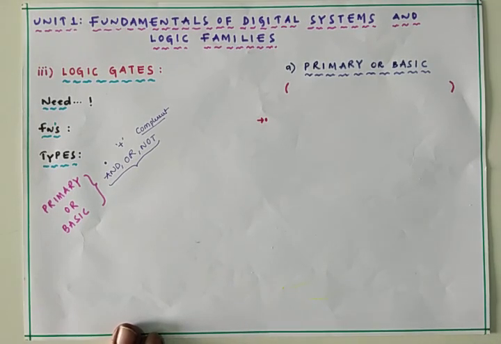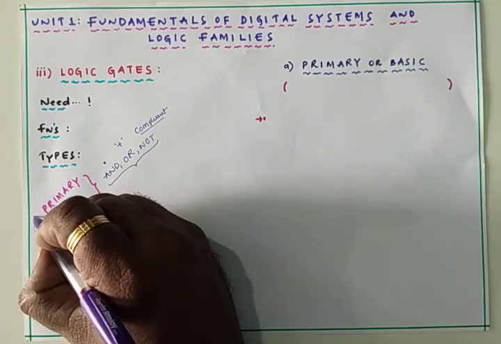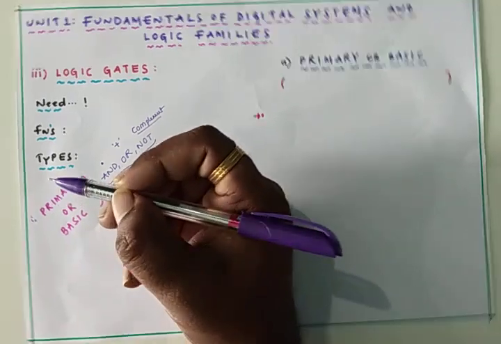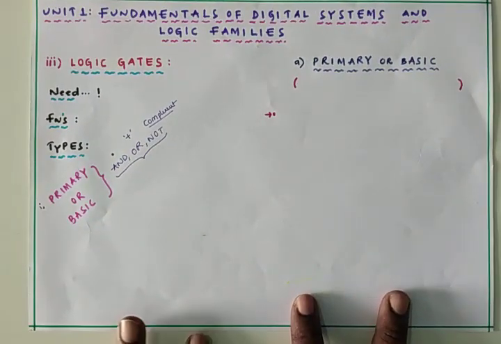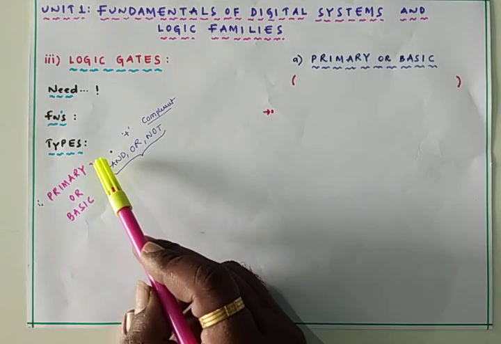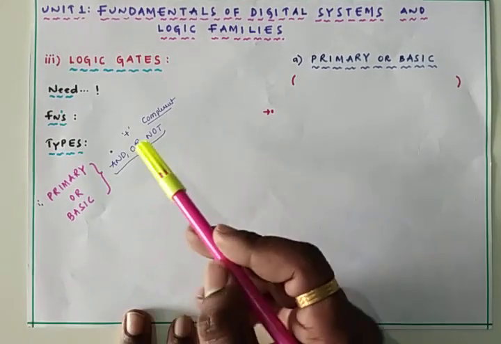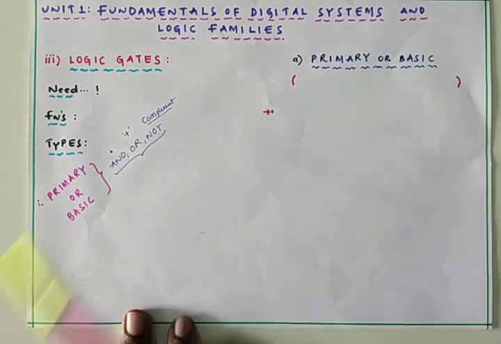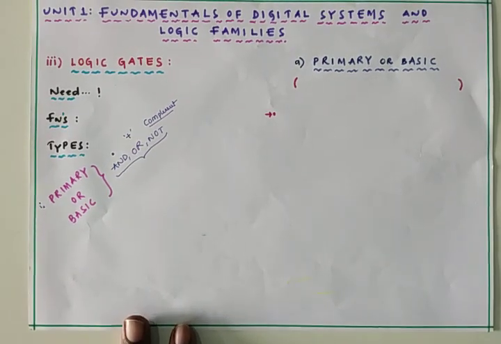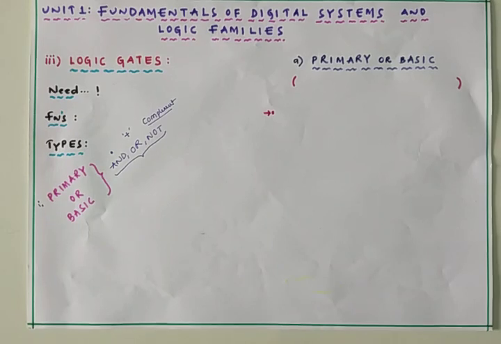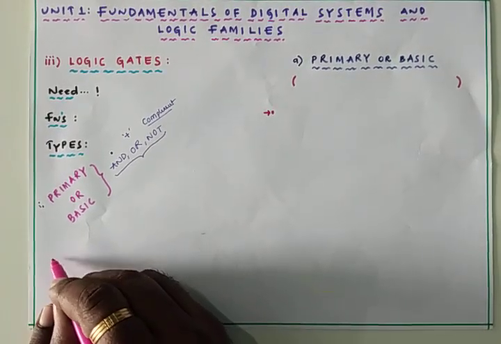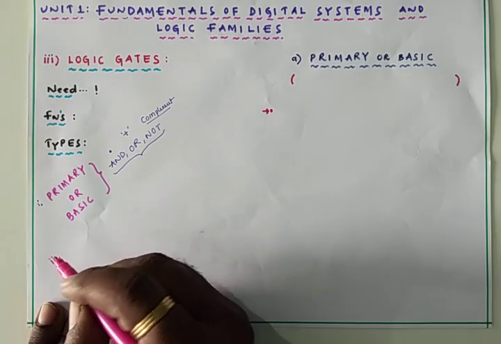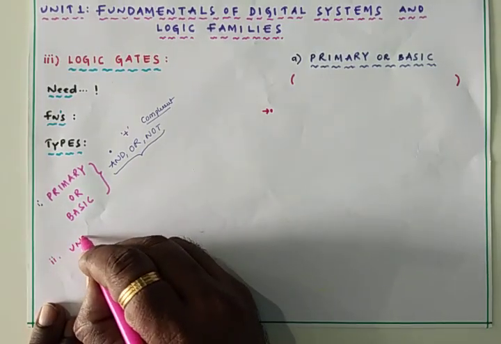So here we are classifying the logic gates, in which the first category is called primary or basic gates. In the primary or basic gates, we have three logic gates. What are they? AND gate, which is used to provide the product, OR gate, which is used to provide the addition, and the NOT gate, which is used to provide the inversion of the given input signal. The second class or second type of logic gates is called universal gates.